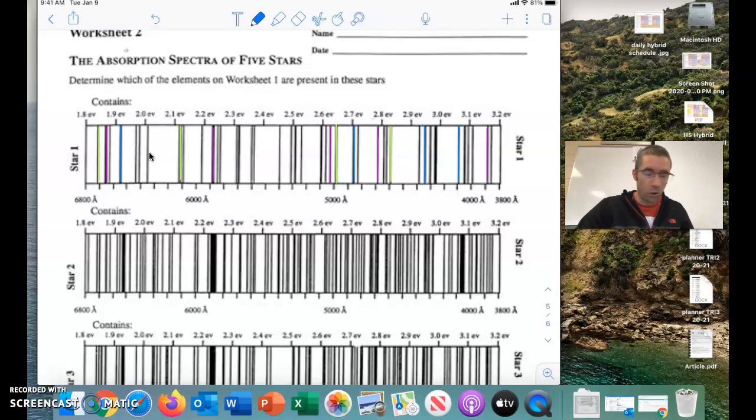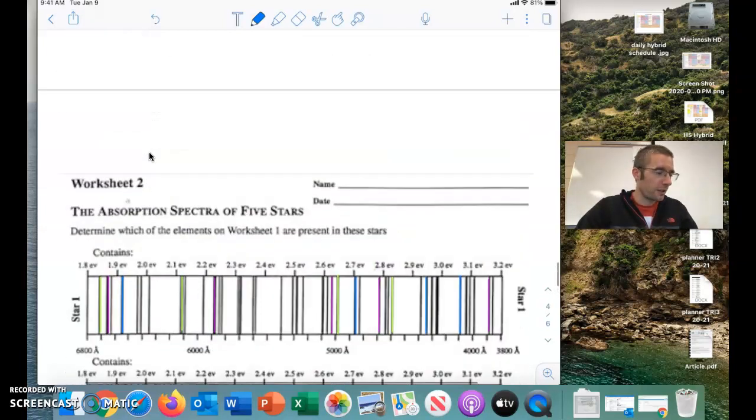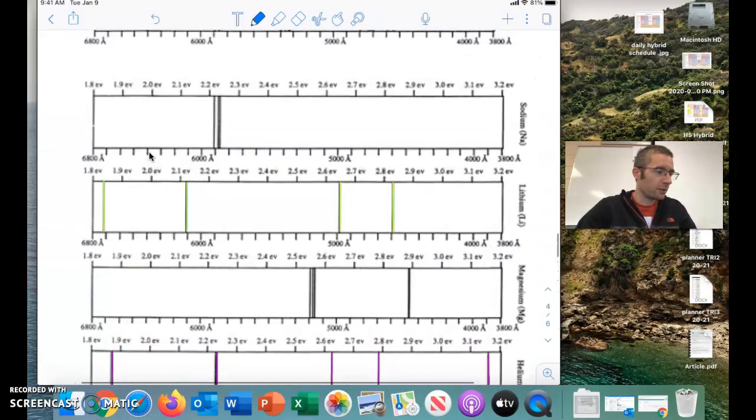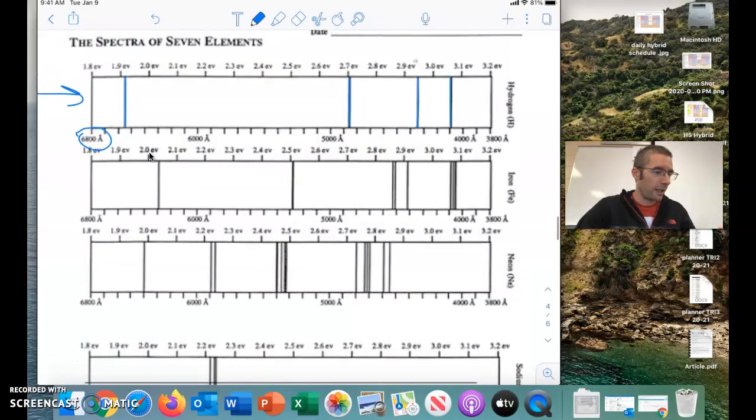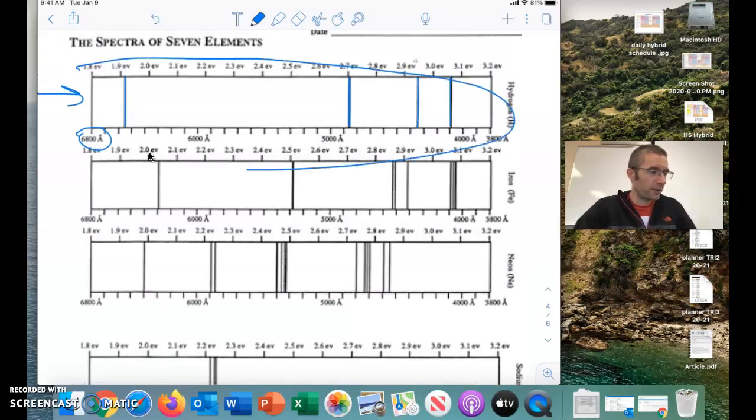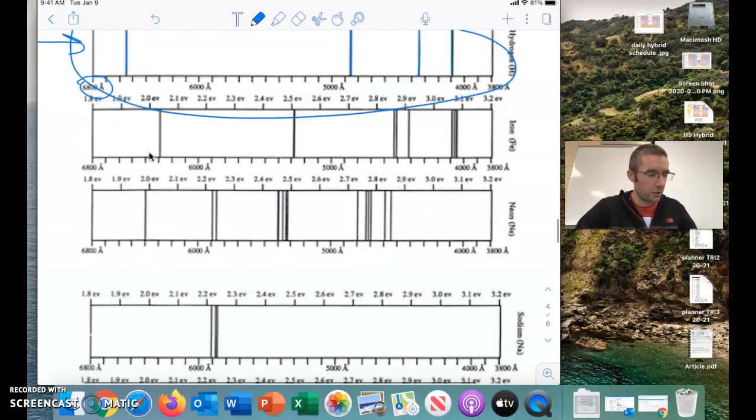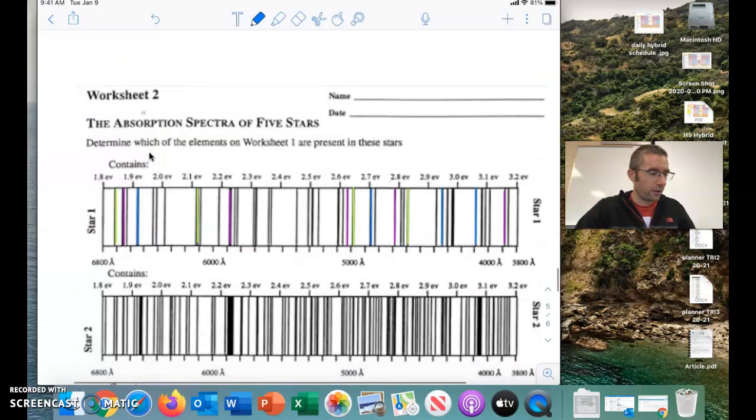Okay, all we have to make sure is that every line for hydrogen, every single line that we see here, has to match somewhere in the right spot in our star. Okay, so that's how that works.